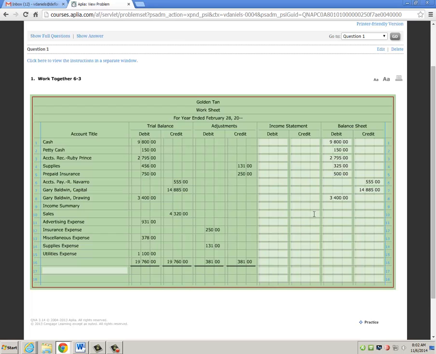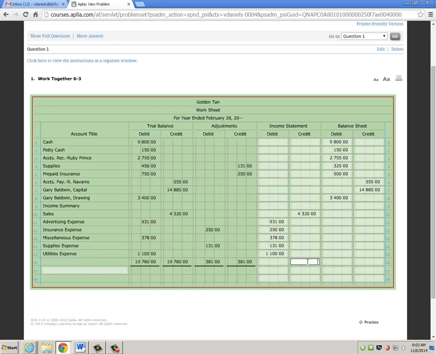You go on down to the income statement. Now we switch over to the income statement stuff, remember, so we got 4320. We've got a 931 debit. This is actually a debit. People always want to put it as a credit, but it's in the debit adjustments. So 250, 378, 131, 1100, like so.